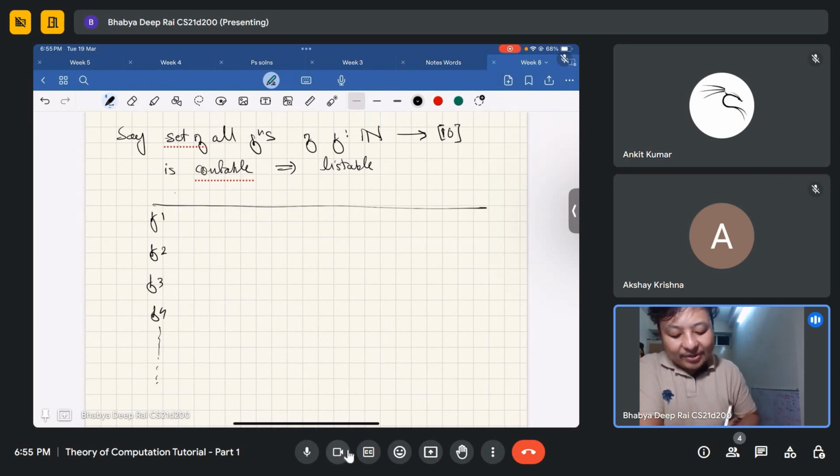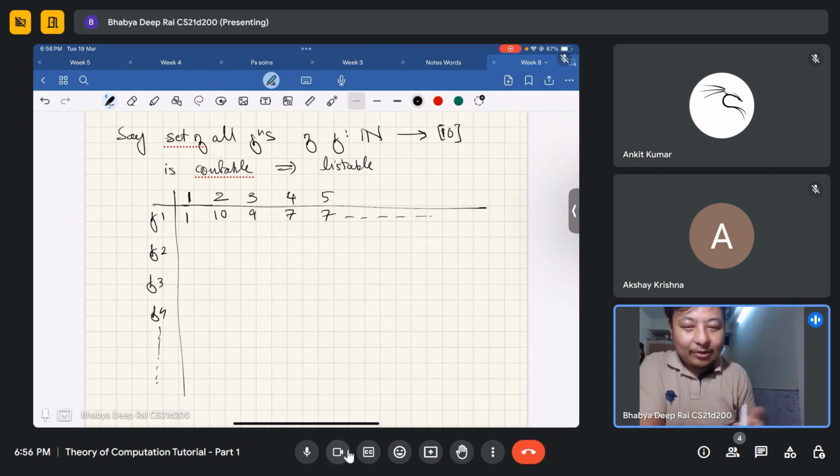And this maps the behavior of the function. On seeing the natural number 1, f of n gives a 1. And on seeing a 2, it gives a 10. On seeing a 3, it gives a 9. On seeing a 4, it gives a 7. And on seeing a 5, it gives again a 7, and so on. But all the entries are in 1 to 10. Each entry is contained in the set 1 to 10.